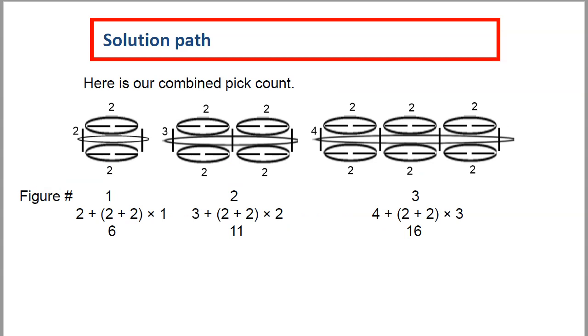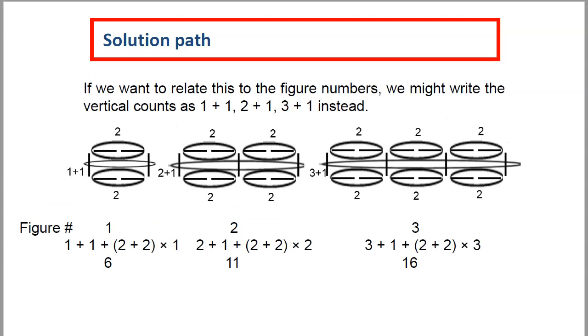And here's the looping combined and the addition expression below it. For example, for figure 1, we have 2, that's the vertical picks, plus 2 plus 2, that's the top and bottom picks, times 1. And then for figure 2, we have 3, that's the vertical picks, plus 2 plus 2, that's the top and bottom, times 2, that's the figure number for the pairs, and similarly for figure 3.